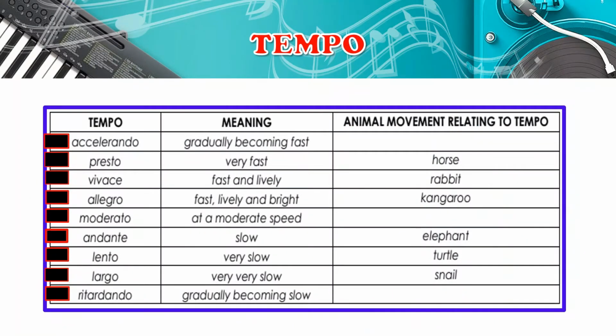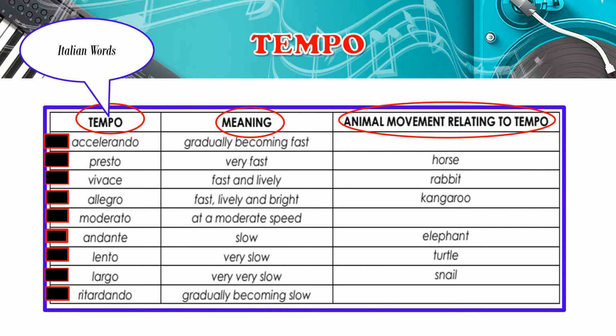And here are the different kinds of tempo. We have their meaning and animal movement relating to the tempo. But take note, these tempo were taken from Italian words, and we're going to give meaning or to translate it into an English meaning.